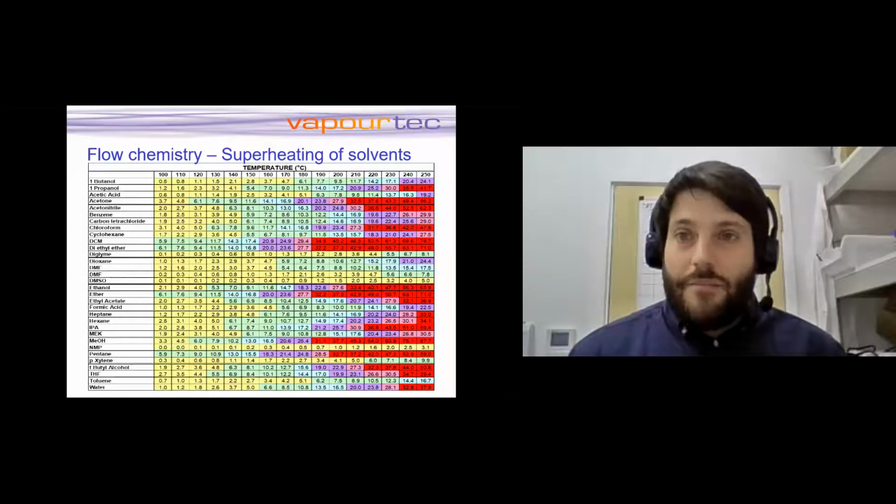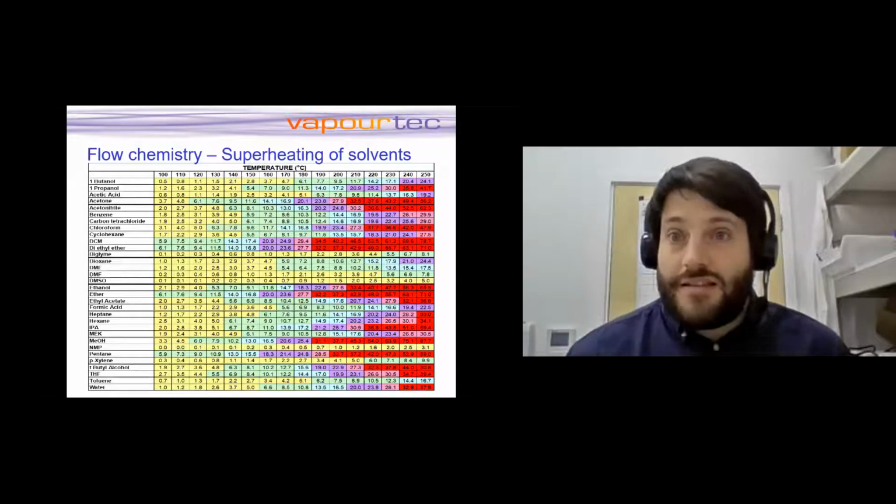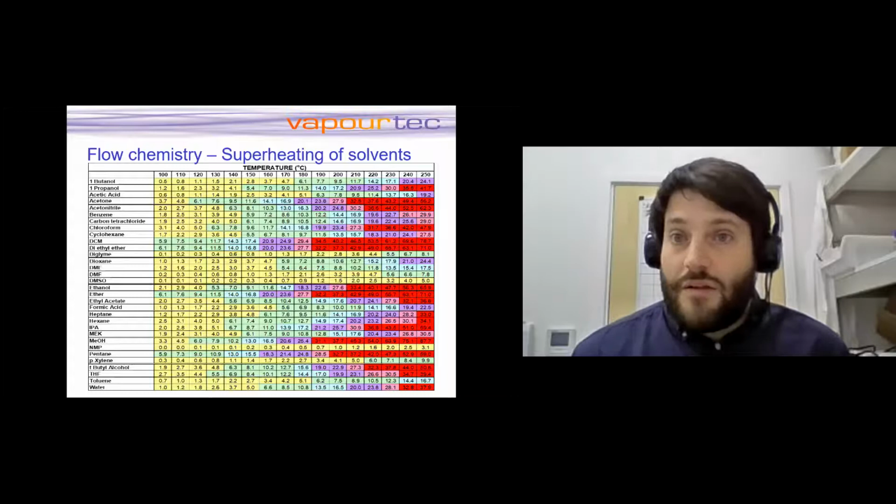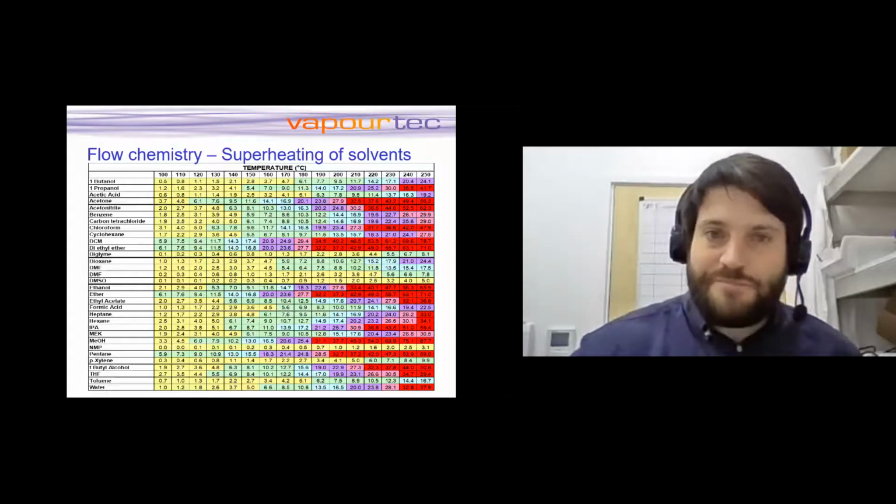And that happens with all the solvents. And this is the very same reason why we can push kinetics. It's simply increasing their activation energy. It allows us to reduce the residence time, and we can do it safely because we can work under pressure.